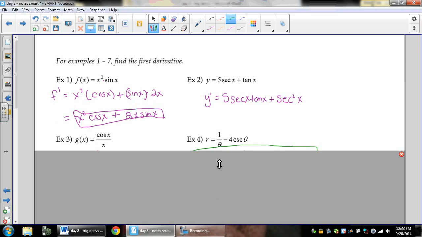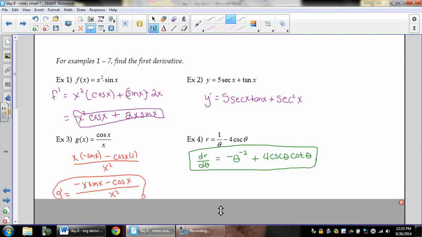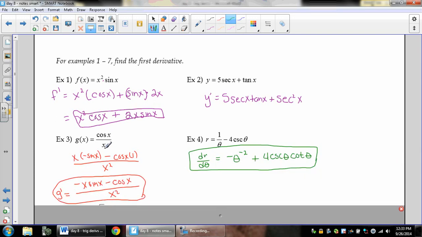So if we take a look at these first two, all right, 3 and 4, cosine x over x, I'm going to do a quotient rule. Low d high minus high d low. And we end up with this guy down here, negative x sine x minus cosine x all over x squared.